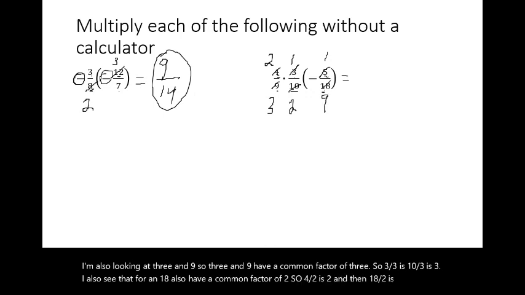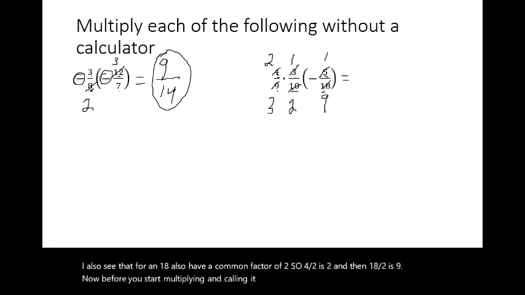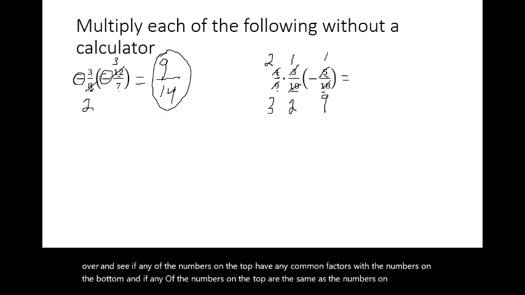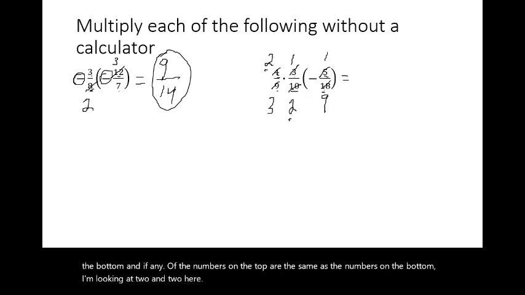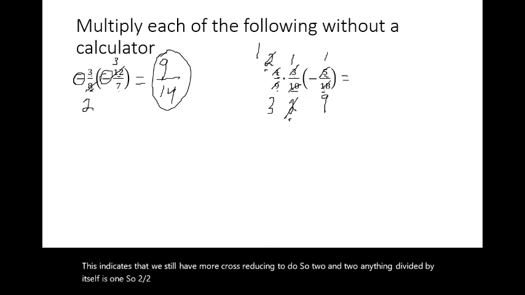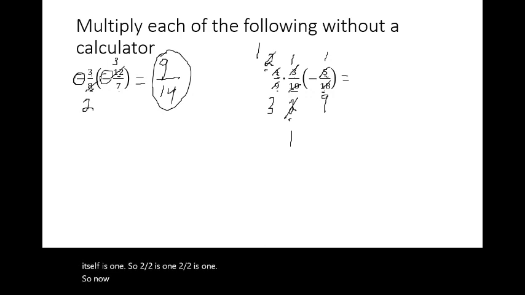Now, before you start multiplying and calling it good, take a look at the numbers that are left over and see if any of the numbers on the top have any common factors with the numbers on the bottom, and if any of the numbers on the top are the same as the numbers on the bottom. I'm looking at 2 and 2 here. This indicates that we still have more cross-reducing to do. So 2 and 2, anything divided by itself is 1, so 2 divided by 2 is 1, 2 divided by 2 is 1. So now that most of the things that are left over on the top are 1s, we're pretty much done. Now we're going to take a look at our negatives and positives.